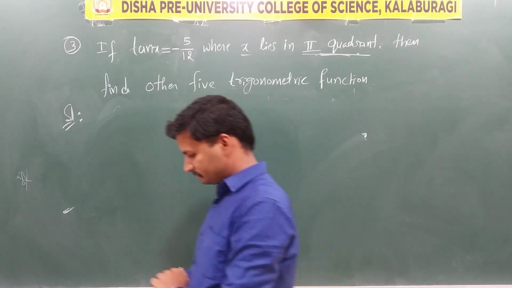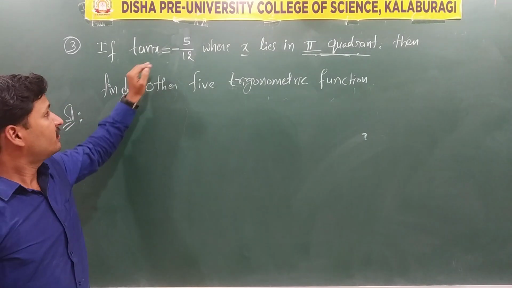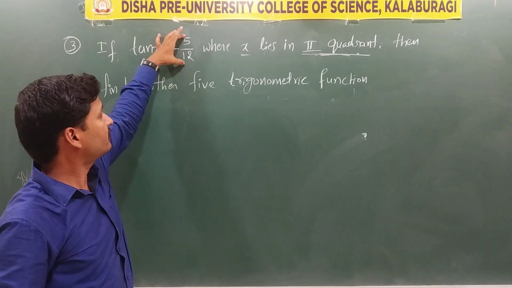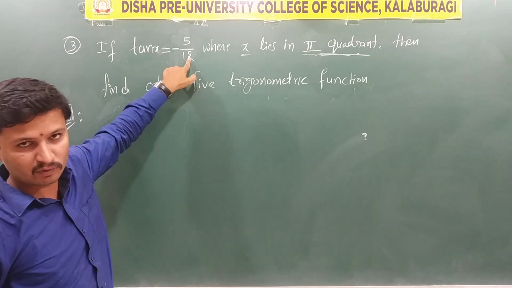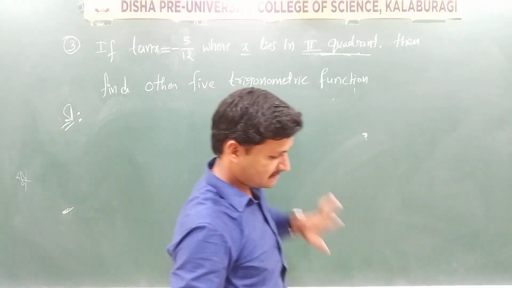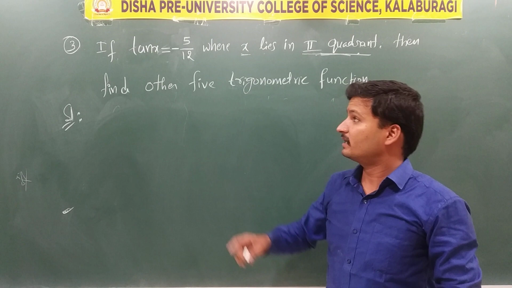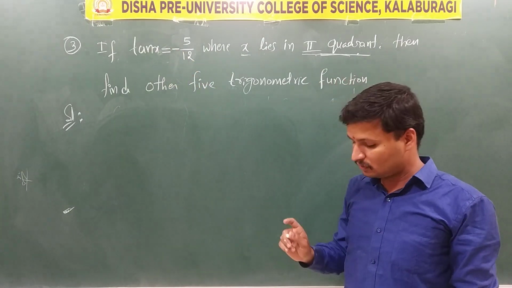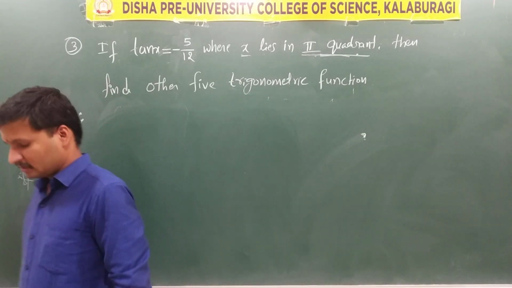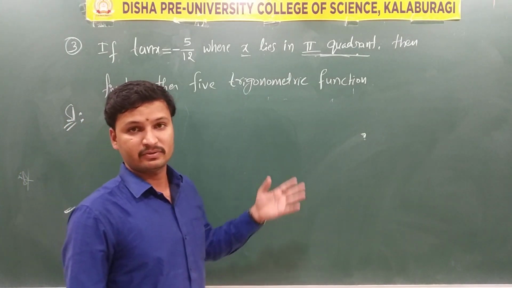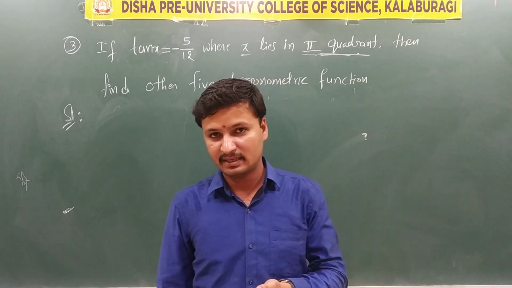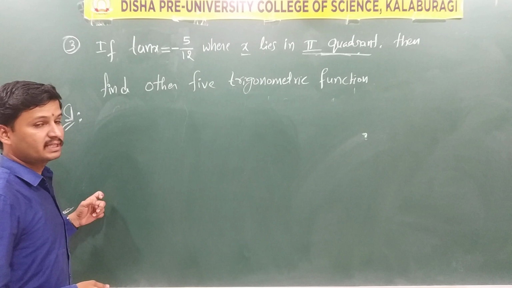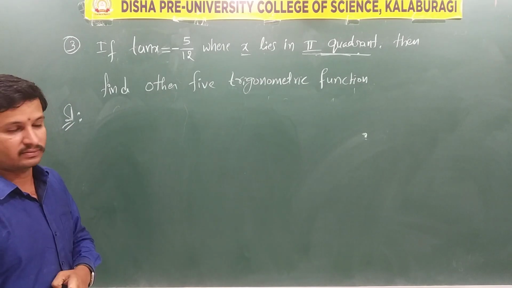So third problem: if tan x is equal to minus 5 by 12, tan x is given, that is minus 5 divided by 12, where x lies in the second quadrant. In the second quadrant, tan function is negative, so the minus sign is there. And find the other 5 trigonometric functions. You can follow any method, by using the definition, that means by using sides of a triangle, or by using identities. Here I will go with using identities.